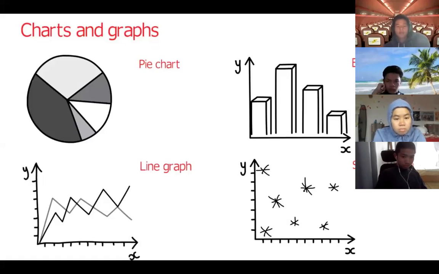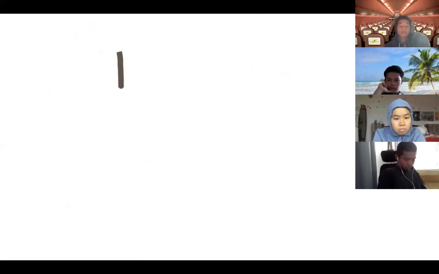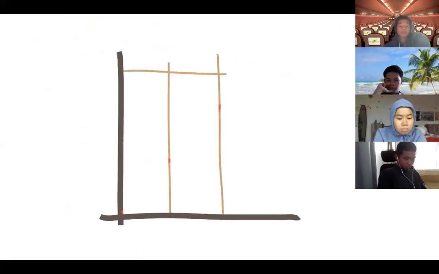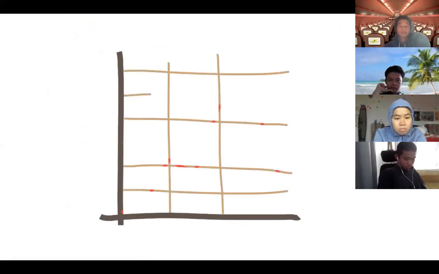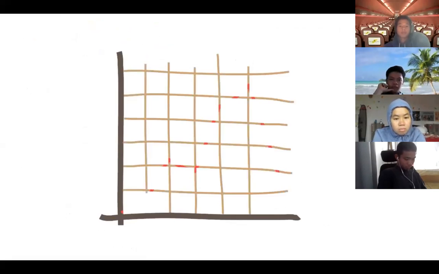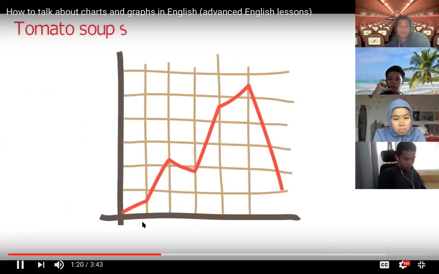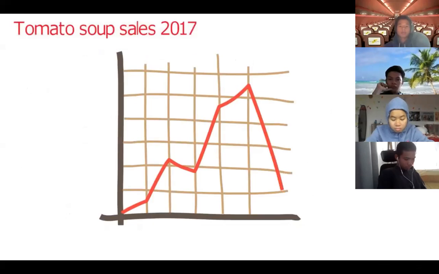But how do we speak about the data? Let's talk about this chart about sales of tomato soup in 2017. Well, first of all, your chart or graph uses 2 lines called axes. There is an x-axis and a y-axis.